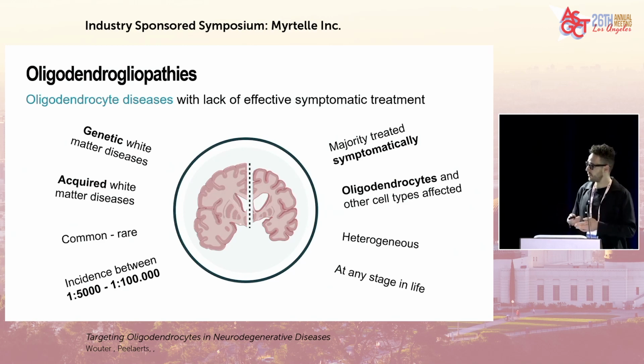Mostly oligos are affected, but especially in leukodystrophies, astrocytes or macroglial cells, or even different neuropathies, or even a blood vessel pathology can lead to myelin damage and oligodendroglial dysfunction. These oligodendrogliopathies can happen at any stage during life, but usually the earlier they arise, the worse the disease outcome will be.